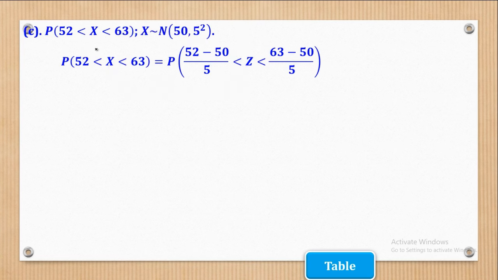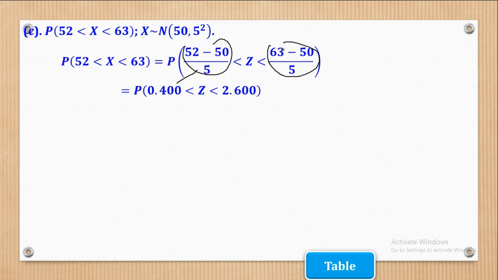You do the same for this 63. So 63 is the value of x, minus the mean, over the standard deviation, which is the square root of variance. The inequality signs must be maintained. You see this one is the same as this, and this is the same as that. Next, use the calculator to simplify to 3 decimal places. The whole of this to 3 decimal places is 0.400, and this one to 3 decimal places is 2.600.